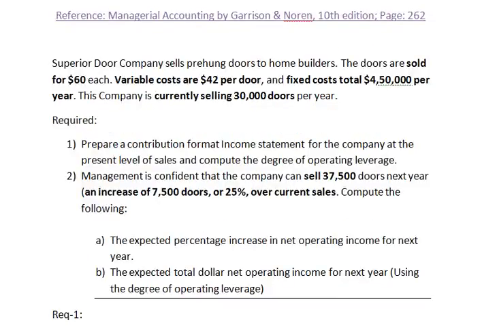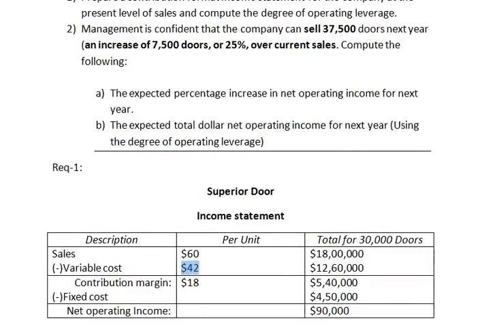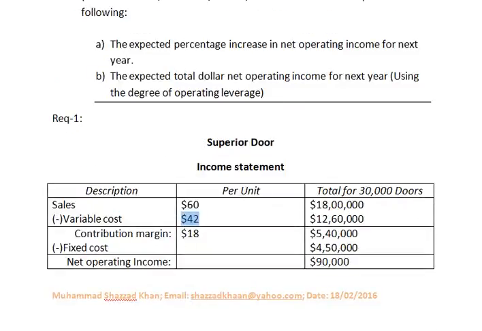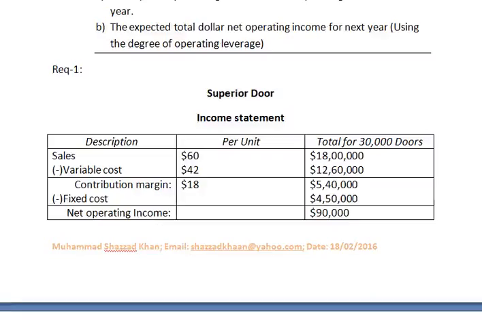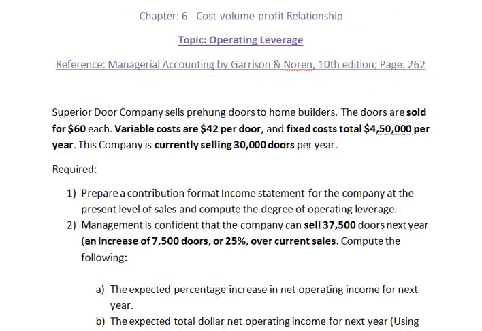If we now subtract the fixed cost, then we will get net operating income. Here the fixed cost was 4,50,000. We subtract this amount and get the net operating income of 90,000. Now the first part is complete.